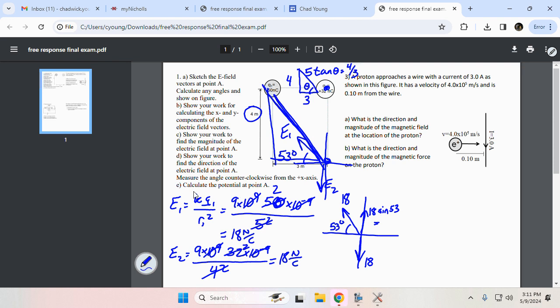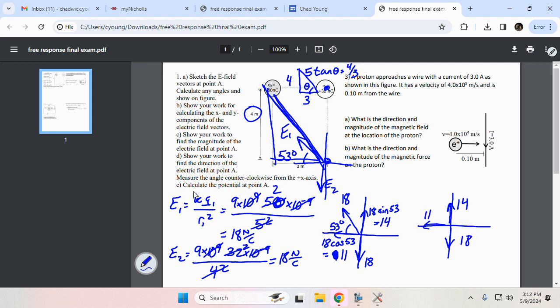That's equal to 14. And then 18 cosine of 53. That's equal to 9. So now I have these. Okay, no, it's not. 18 cosine 53 is 10.8. 11. Sorry, 11 newtons per coulomb. All right, so I'm going to redraw those vectors. So I have 14 here. I have 18 here and 11 here.